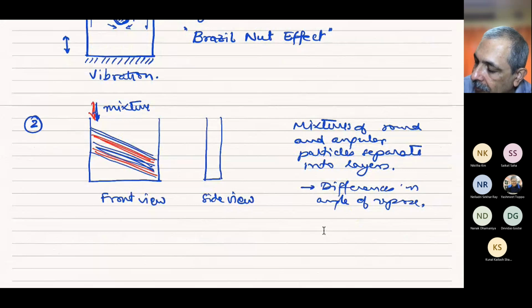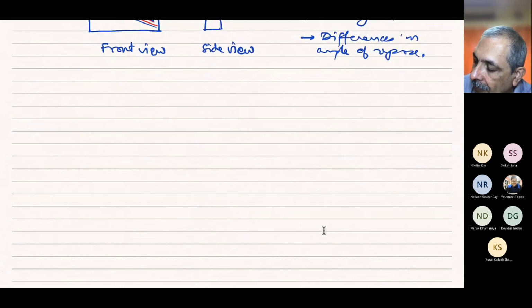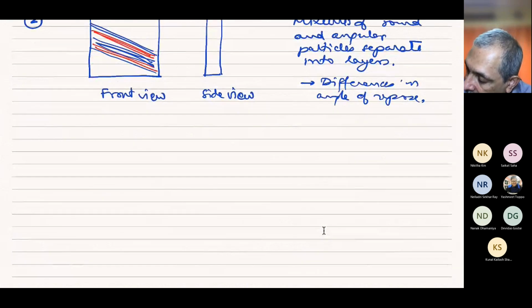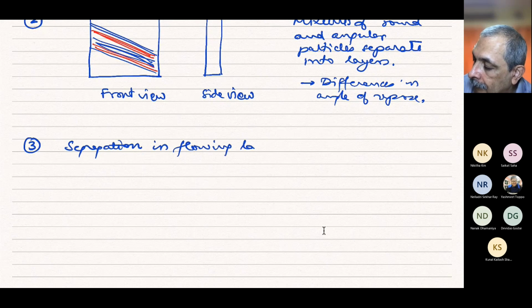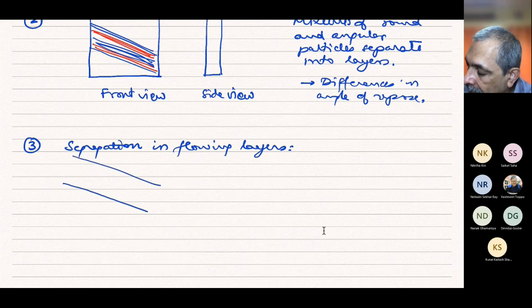So this is one type of segregation that has been studied a lot. This is a second type of segregation, but really the one that is very, very important is segregation in flowing layers. And here, for example, if you have particles flowing in a layer like this, so the familiar Bagnold profile.